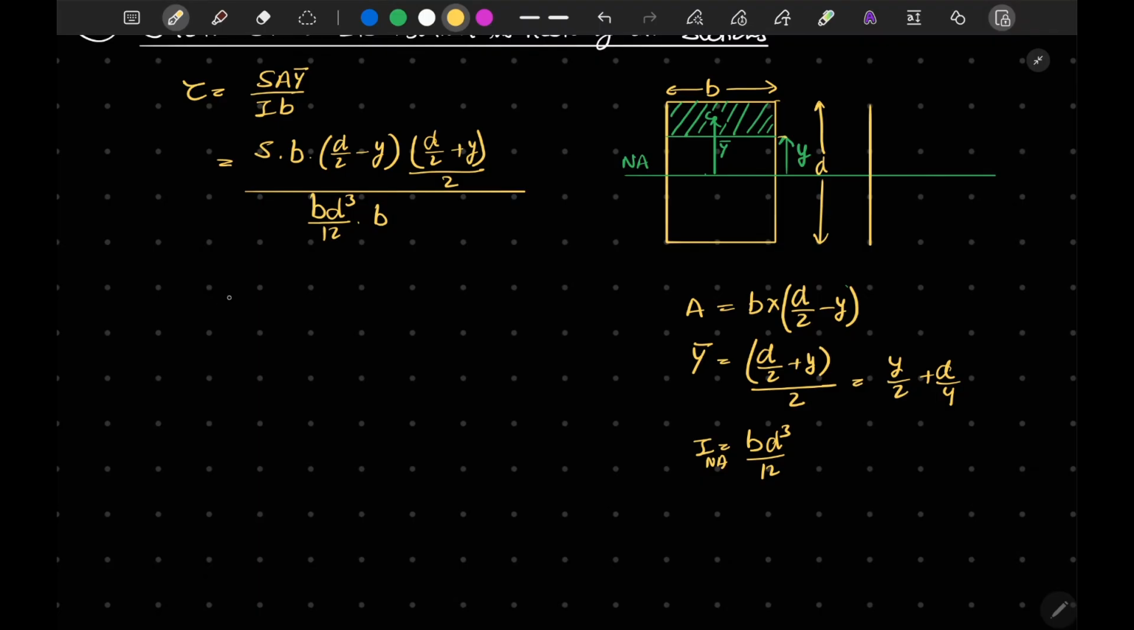Now I can write it as S. Now this B and B will be removed. So S times 12 upon B square D cube into, here this term will become d by 2 square minus y square. Here we have used the property a square minus b square is equal to a plus b into a minus b, upon 2.